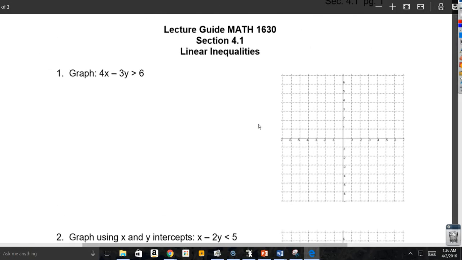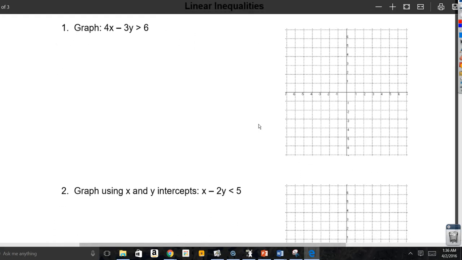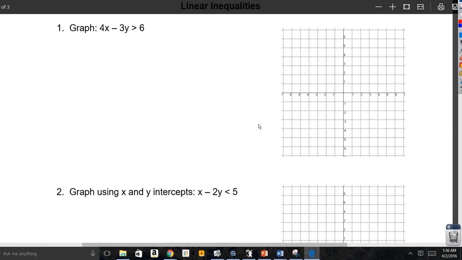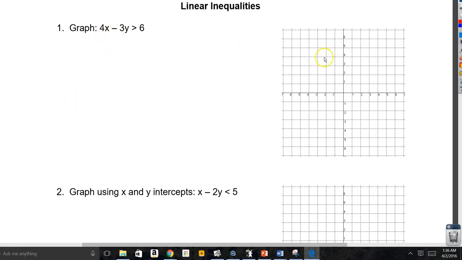Okay, this is 3 or 4.1. I'm going to do this without the PowerPoint. So for this one, to graph it, you're going to want to get it into slope-intercept form, or that's one way of doing it. So we're going to subtract 4x and subtract 4x, so we get negative 3y greater than negative 4x plus 6, and then we've got to divide by negative 3.